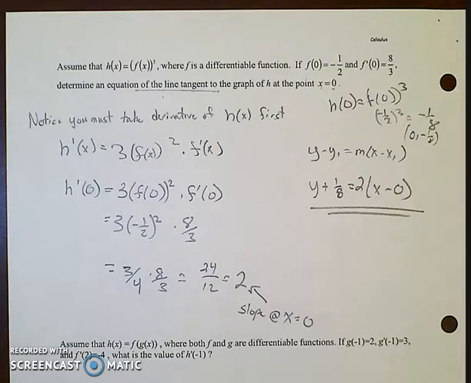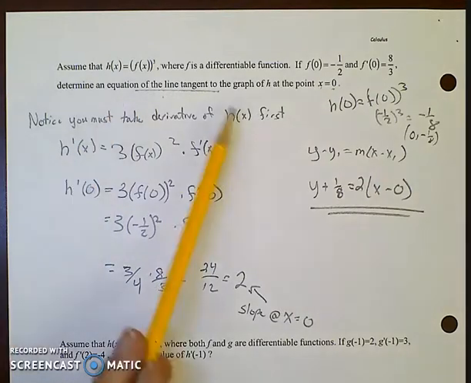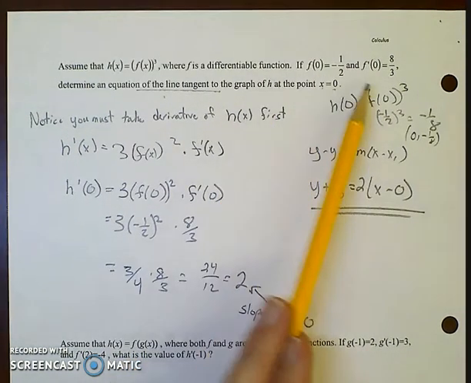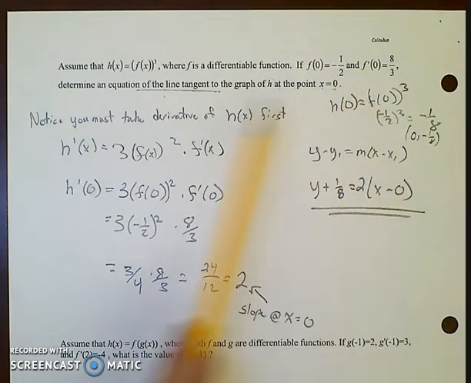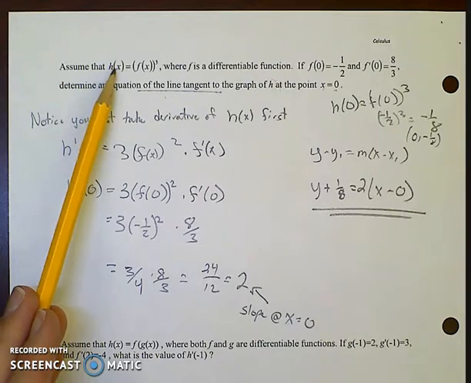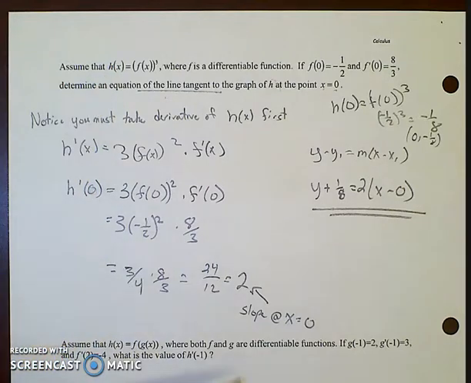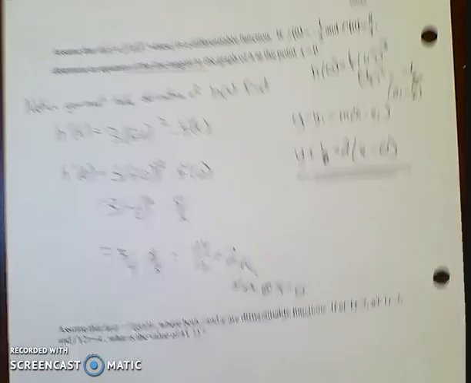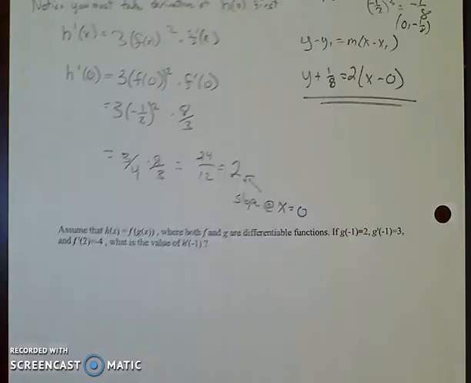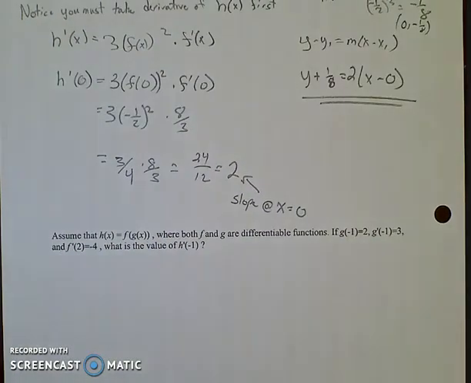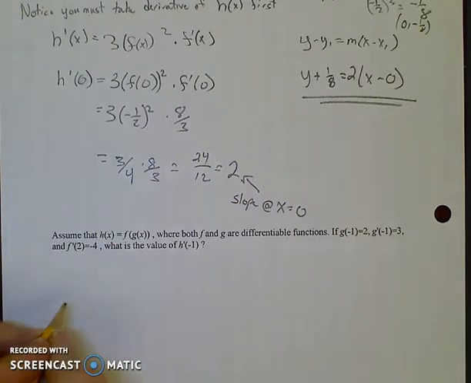To write the equation of a line, you need a slope and you need a point. We're looking for the graph of h, so these are only helpful, but we need to know h. That's why we found h prime, which gave us a slope, and we plugged in h of 0. So look at this one. Assume that h of x equals f of g of x. And again, you're given more information there. So it says find the value of h prime of negative 1. No equation this time, just h prime of negative 1.